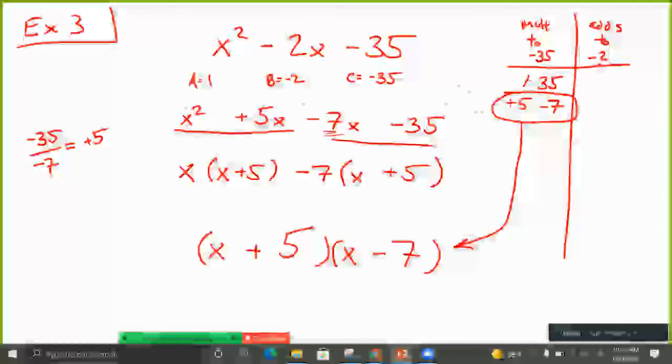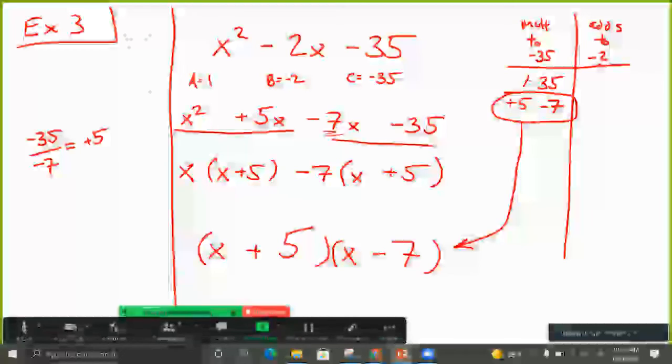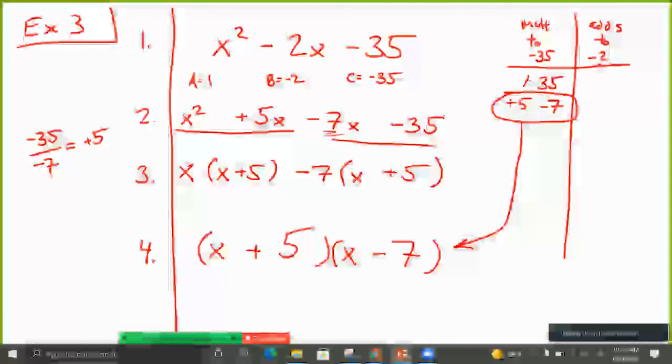Do you mean from when we first... Let me do this. I'm going to label these lines, okay? So I'm going to label it line 1, 2, 3, and 4. Do you mean back here in line 2 when we first wrote the negative 7x? Yeah, like that, or when we had to multiply to get 35.